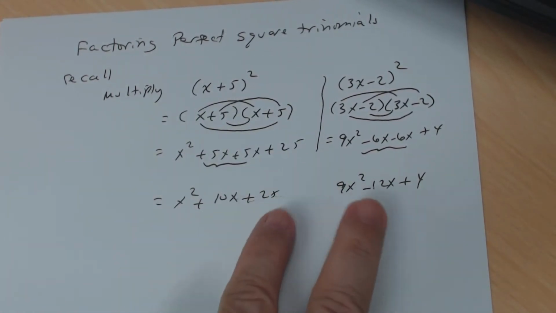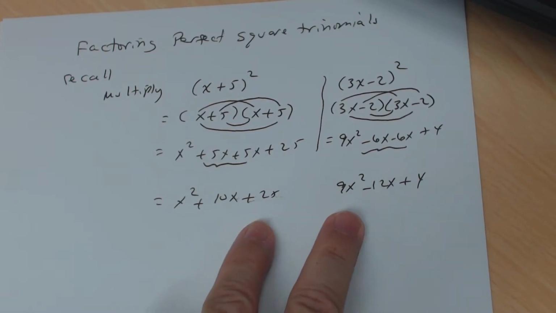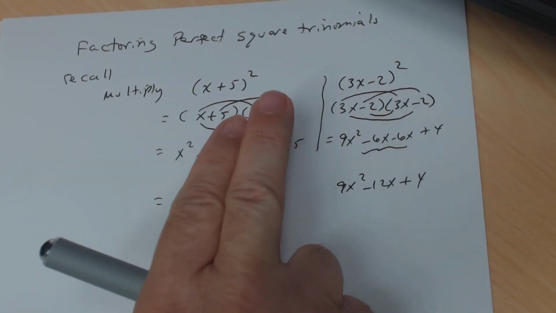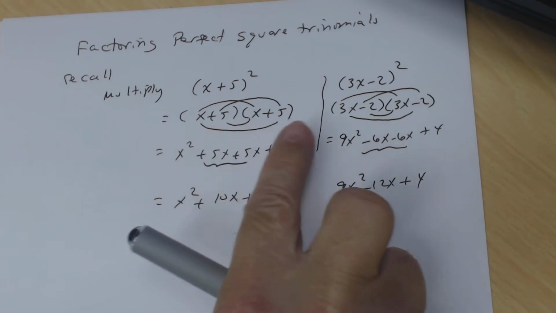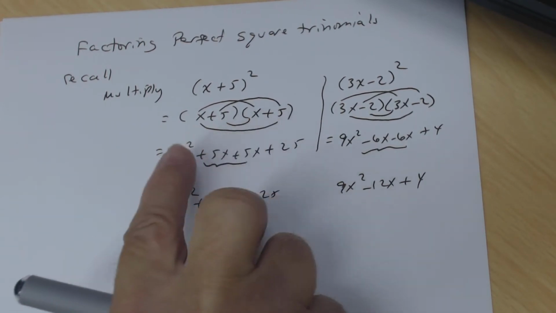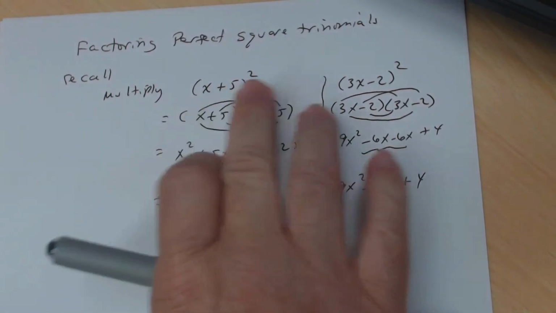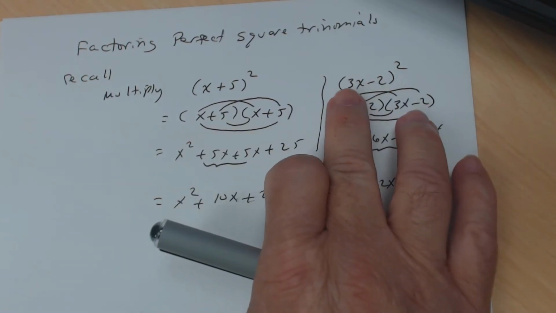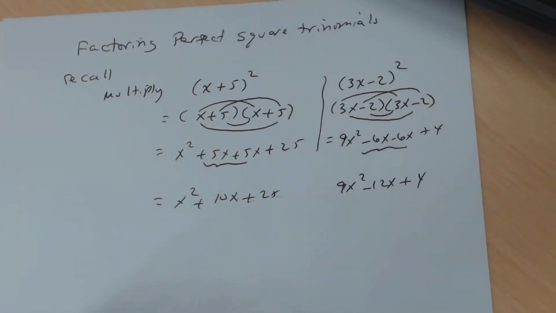Now we're going to come back in a little while and talk about these again, but basically when you're squaring a binomial, you write it times itself. You write that base, x plus 5, that binomial times itself, that base 3x minus 2, that binomial by itself, and you use the FOIL method.